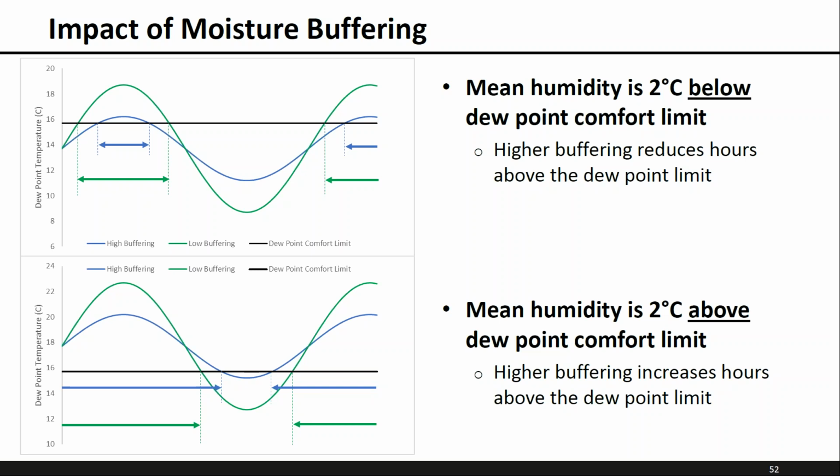In the top plot, the mean dew point is 2 degrees C below the dew point limit. So in this case, higher buffering actually reduces the number of hours above the limit because it's preventing fluctuations above the threshold. In the bottom plot, the mean humidity in both homes is above the dew point limit. So in this case, buffering increases hours above the limit because it's preventing fluctuations below the threshold. And so that helps to explain some of the trends that we saw on the previous slide.